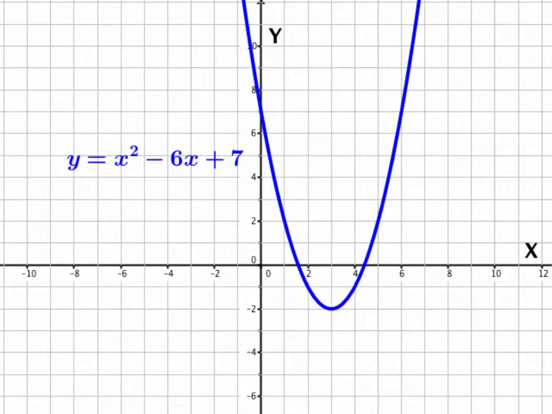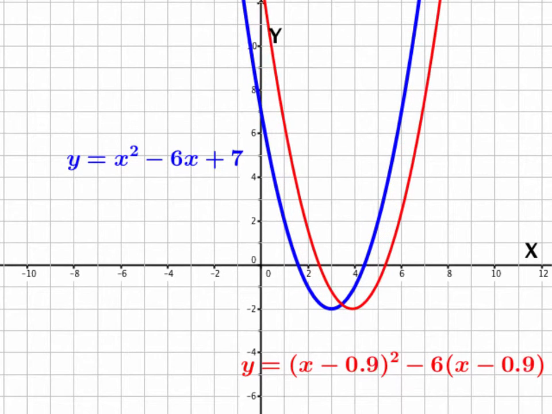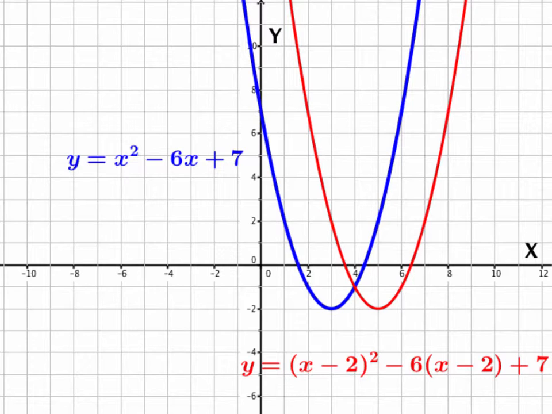So here's the equation y equals x squared minus 6x plus 7 and the graph that goes along with it. Now, if we wanted to graph the new equation y equals (x minus 2) squared minus 6 times the quantity x minus 2, plus 7, all we'd have to do is take all the x's in our original equation and replace them with an x minus 2. The big difference here from the ones we did before is that x happened to appear twice in our original equation. So every time x appeared there, we've replaced it with an x minus 2 in our new equation in red. And not surprisingly, replacing the x in our equation with an x minus 2 has the effect of shifting our graph exactly 2 units to the right.